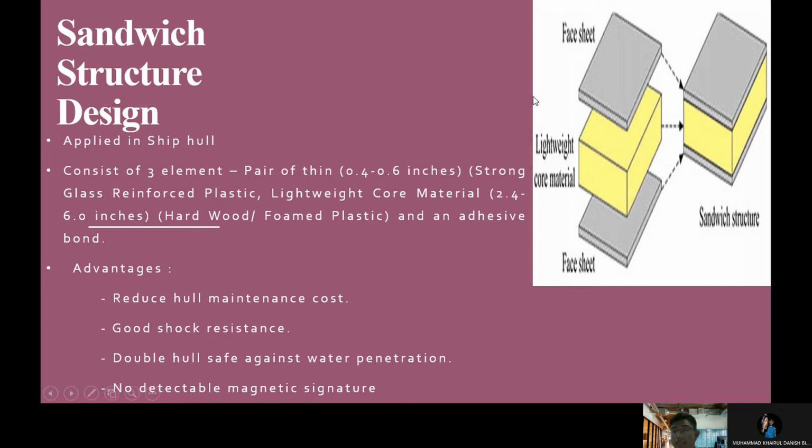As you can see here, this is an example of the sandwich structure design. It consists of a pair of skins made from strong glass reinforced plastic, and the middle one uses a lightweight core material such as hardwood or foam plastic. There are also advantages of this type of structure design, such as reduced hull maintenance cost, good shock resistance, double hull, safety against water penetration, and a non-detectable magnetic signature.